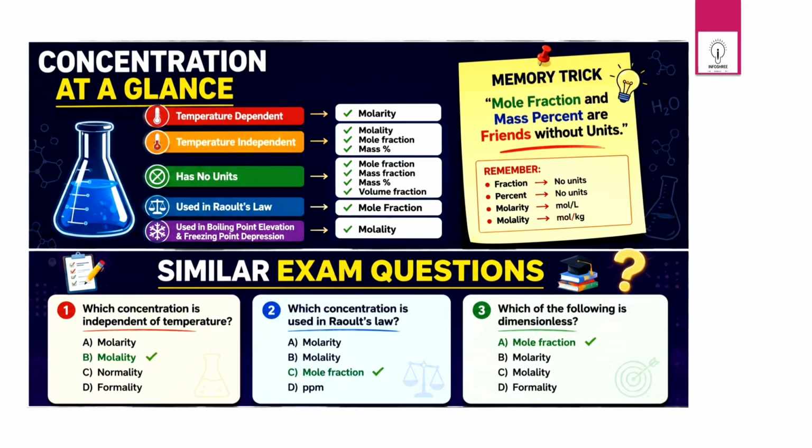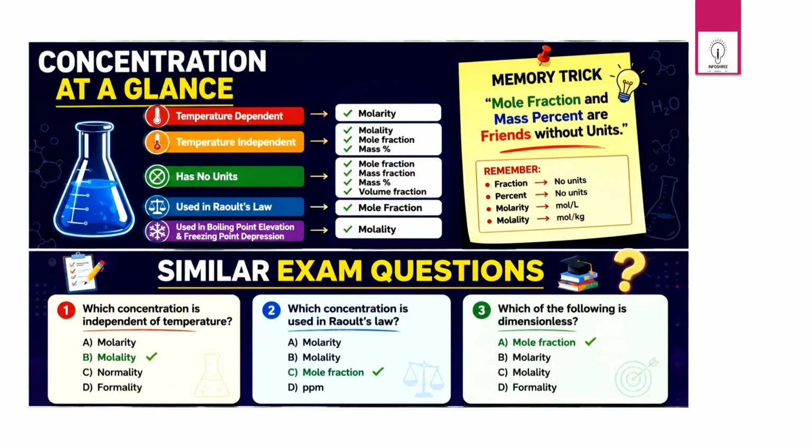What are the things that have no units? That is mole fraction, mass fraction, mass percent, volume fractions. These all have no units, because, as I said, gram divided by gram will be cancelled. In the same way, that is okay.